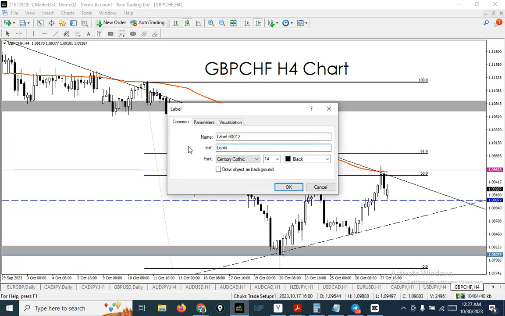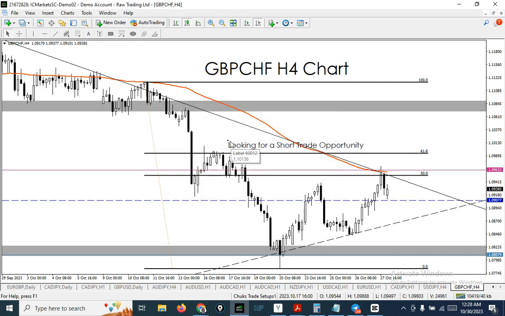looking for a short trade opportunity. Okay, I reduce it to 14. I think 14 is okay. All right, take it to 14. I place it here. Okay.